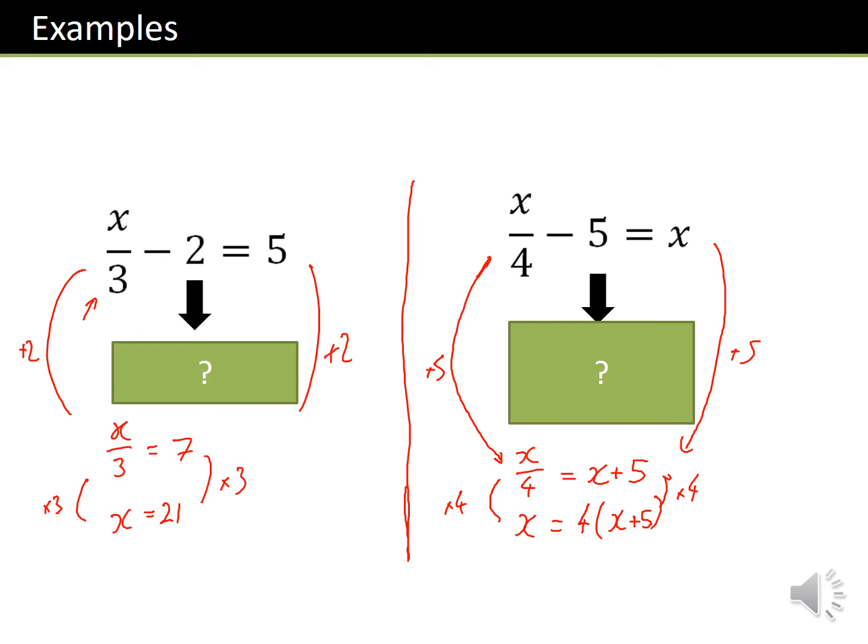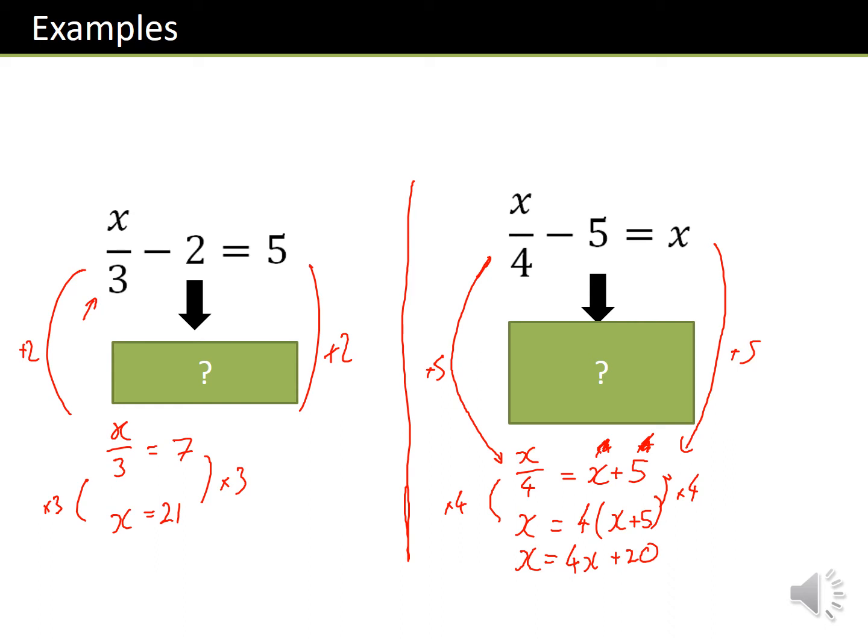So then I can expand that out, so I've got x equals, so it'll be 4x plus 20. And notice that this would be the same as if I just times both things by 4. So if I times x by 4 and times 5 by 4. As long as I times everything by 4, I get the same answer either way. I've just done it in 2 steps to make that clearer.